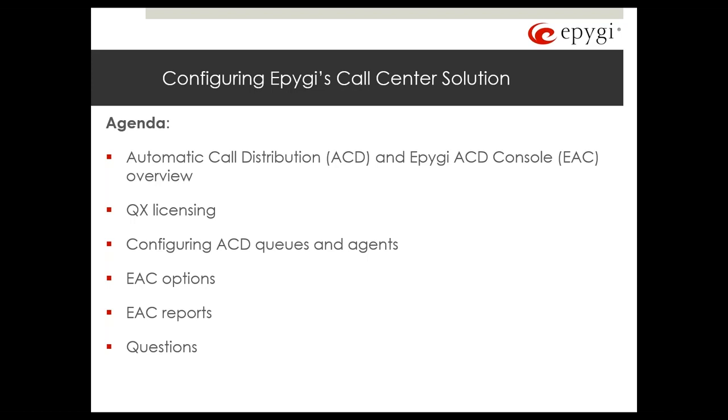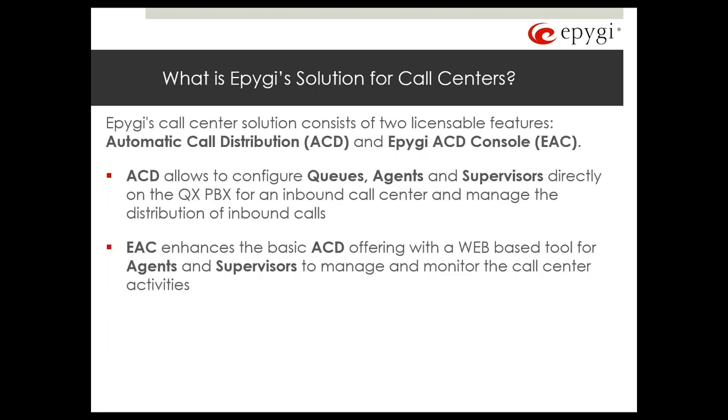Starting off with automatic call distribution and the Epygi ACD Console, also known as EAC. We'll look at the QX and the licensing, how to configure the ACD queues and agents. We're going to do that right within the product. We'll look at the EAC options and the reports, and at the end we'll have some time for questions.